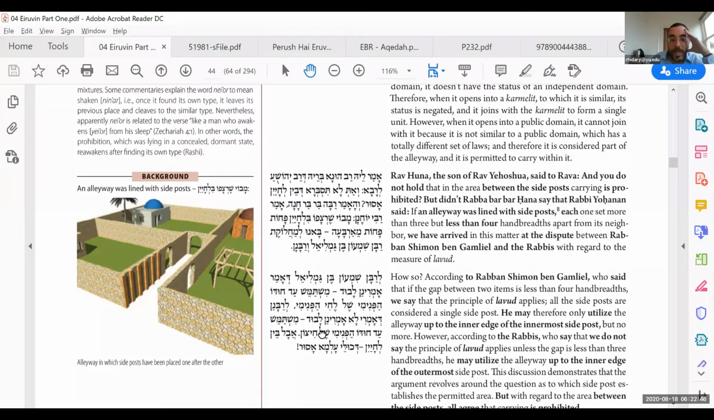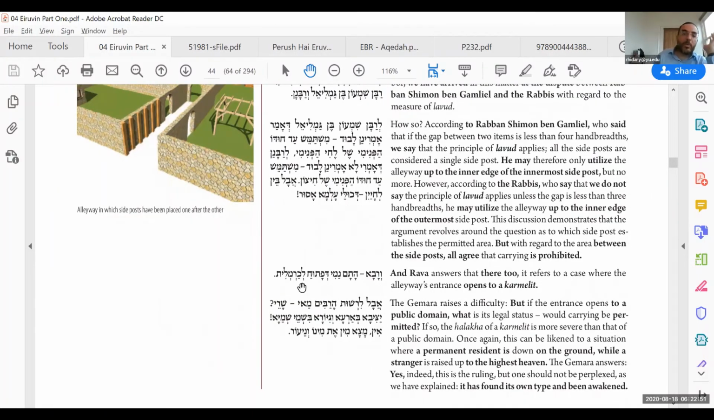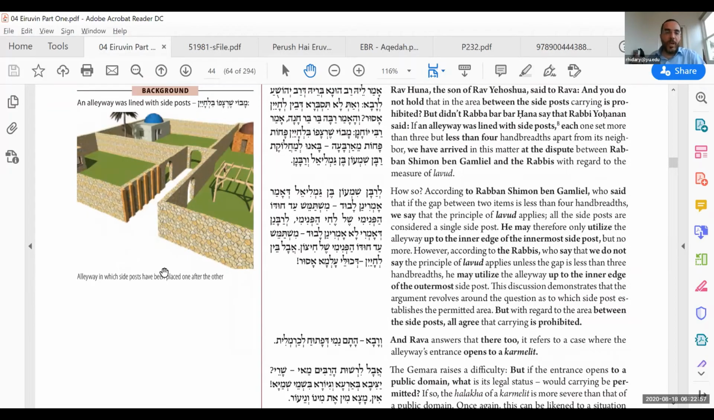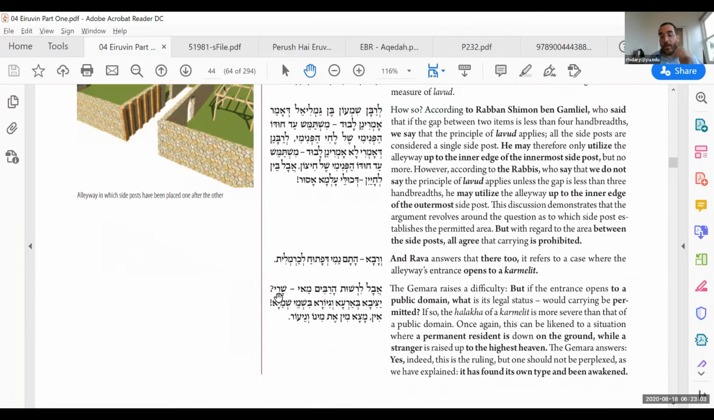So what are you going to do with that, Rava? So Rava says, oh, that also, Rabbi Yochanan only says it is prohibited when it's open to a karmelit in front, but if it's a Reshut Rabim, that would be okay. What, really, Rava? You think if it's a Reshut Rabim it will be okay?